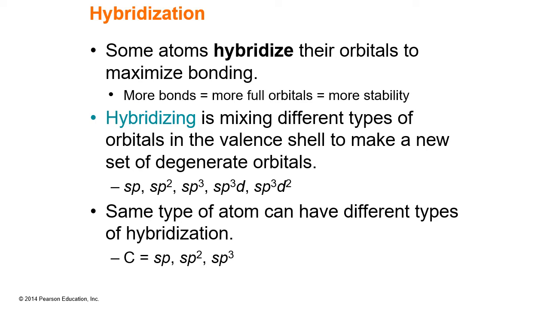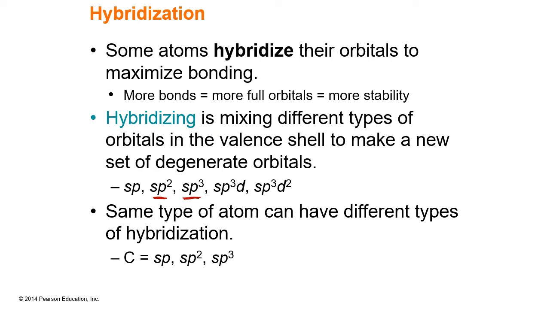And we have lots of different possibilities that we can do. We can have the 1s and 1p hybridize to make sp, 1s and 2 of the p to make sp2, 1s and all 3 of the p to make sp3. We can start adding some d orbitals in if we have more than 8 valence electrons. So we can have sp3d and sp3d2. Now, it depends on how the atom is bonded as to the different types of hybridization that it can have.